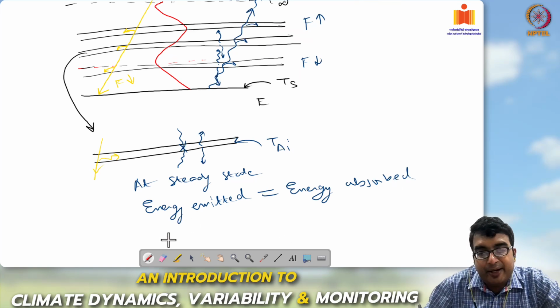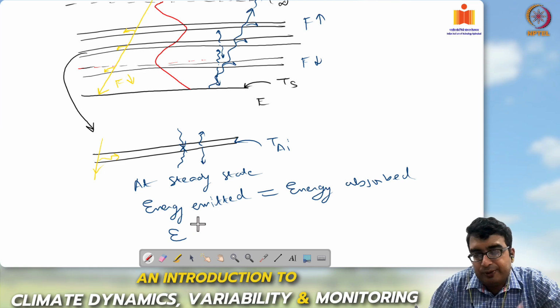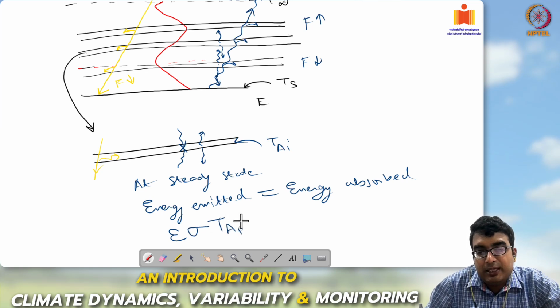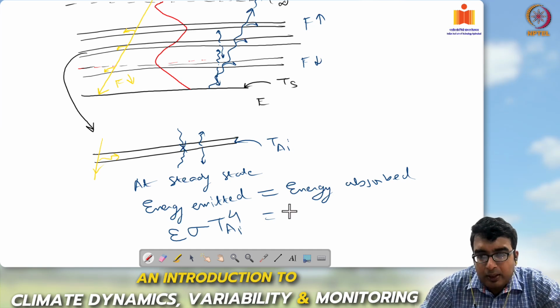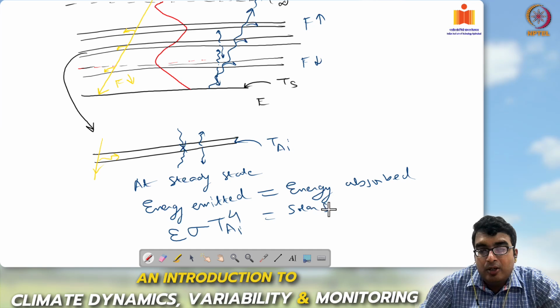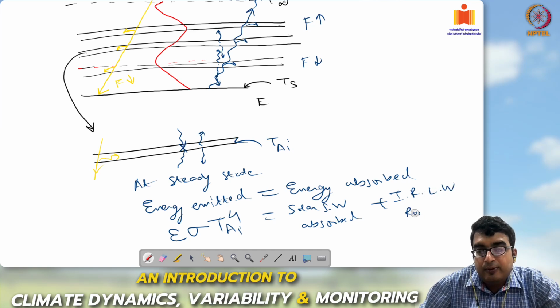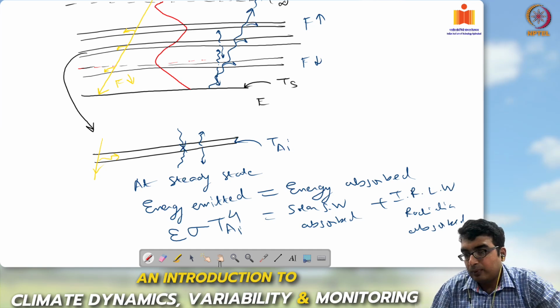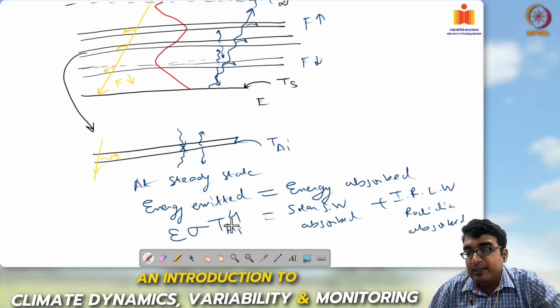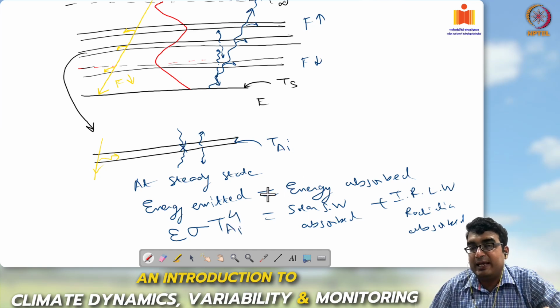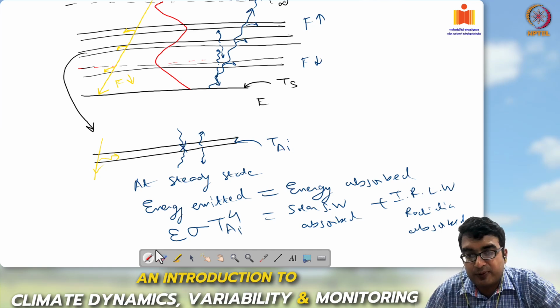Energy emitted is roughly proportional to the emissivity sigma times TAI to the power 4, and the energy absorbed is the fraction of solar shortwave absorbed and infrared longwave radiation absorbed. So this balance determines the temperature of any atmospheric layer at a certain location Z above the surface.